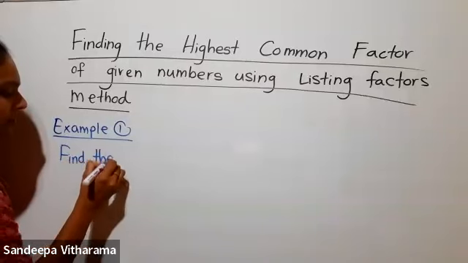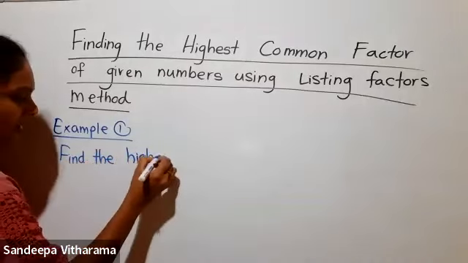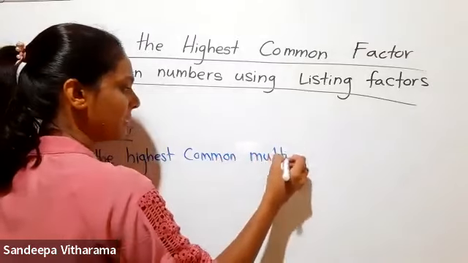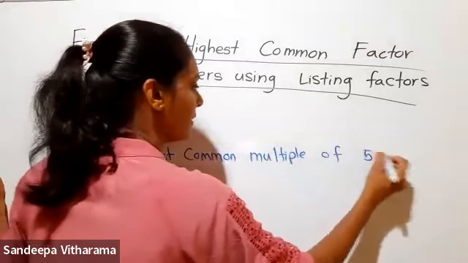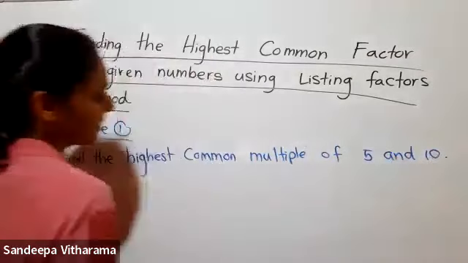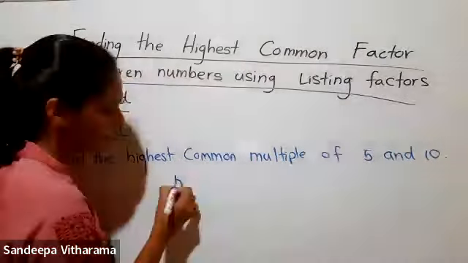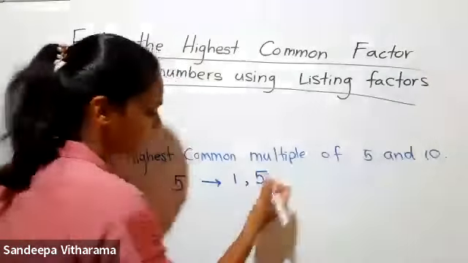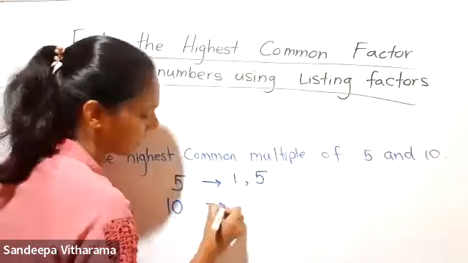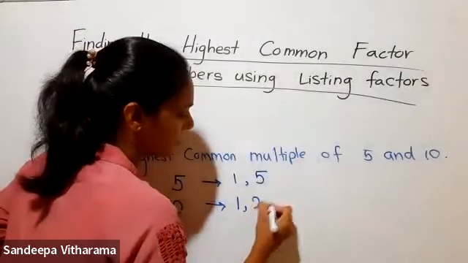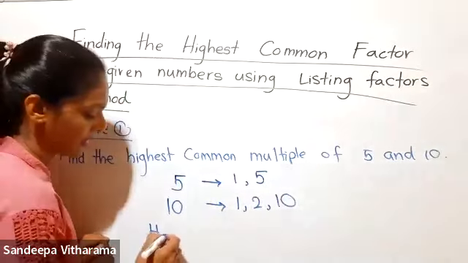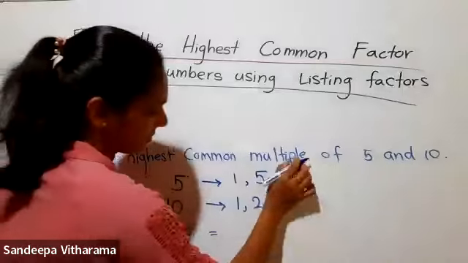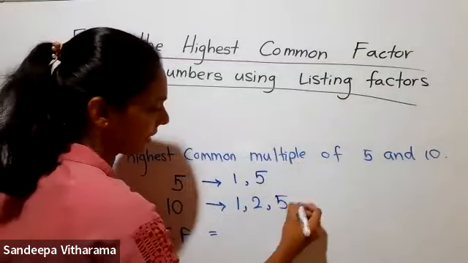Find the highest common factor of 5 and 10. Then how do we do this? We write the factors of 5. What are the factors of 5? 1 and 5. Then we list out the factors of 10. It's 1, 2, 5 and 10. And then HCF can be identified.